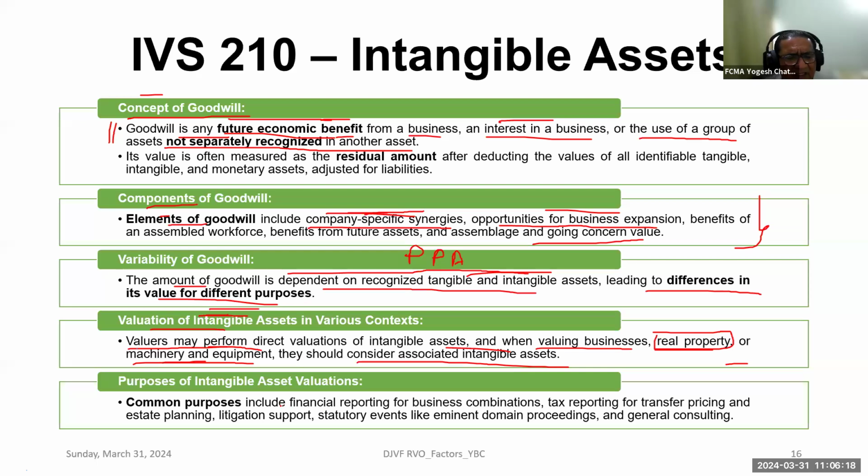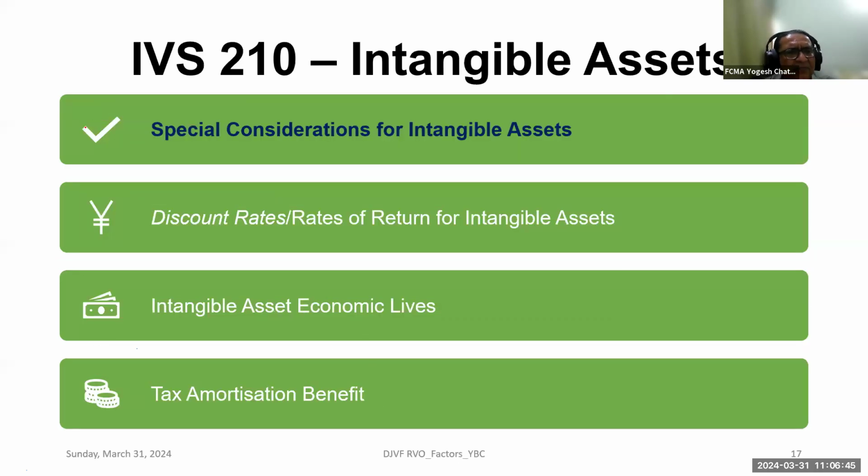Purpose of valuation, so that will include financial reporting for a business combination. So that is PPA, as we discussed: financial reporting for a business combination, tax reporting for transfer pricing, estate planning, litigation support, a statutory event like an eminent domain proceeding, or general consulting. So all these are purposes of intangible valuation, and these are very important considerations.